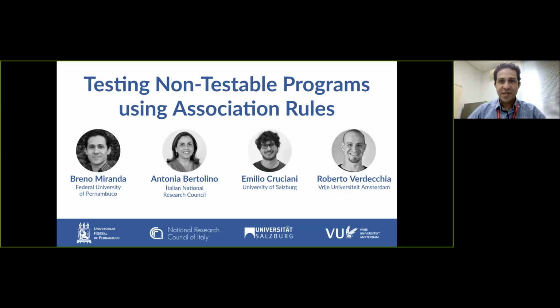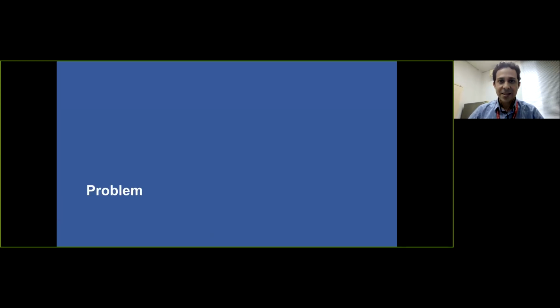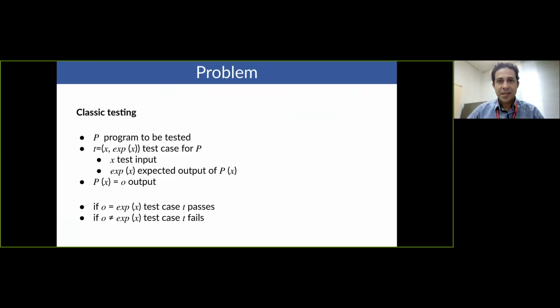I'm from the Federal University of Pernambuco, and I'll present a work titled Testing Non-Testable Programs Using Association Rules. This is a joint work with Antonio Bertolino, Emilio Cruciani, and Roberto Verdecchia. The problem we address in this work is that of testing non-testable programs.